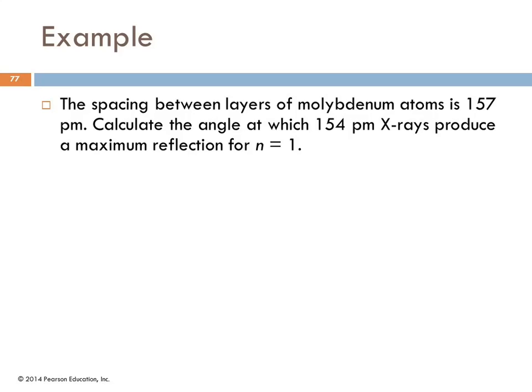So we're not going to learn how you would actually do this, but we're just going to learn how to do some of the more basic calculations. So if the spacing between layers of molybdenum atoms is 157 picometers, calculate the angle at which X-rays of 154 picometers will produce a maximum reflection for n equals 1.